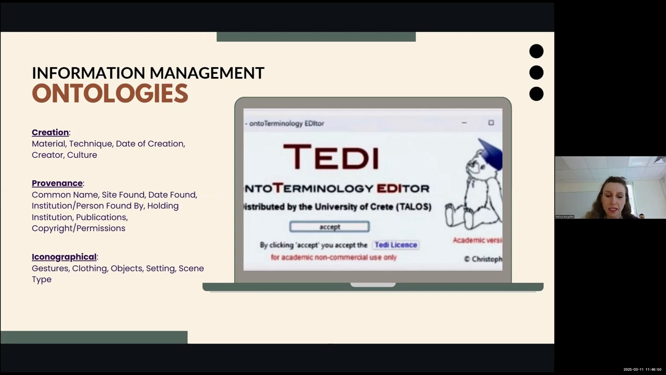I do have some ideas on how to proceed. For example, I think the important data to record concern the gestures and appearance of the represented female figures, as well as the objects they interact with and the setting and scene types they can be found in. I'm not yet sure how I can practically implement these ideas within TEDI, so I'll probably ask for feedback once I test this out.